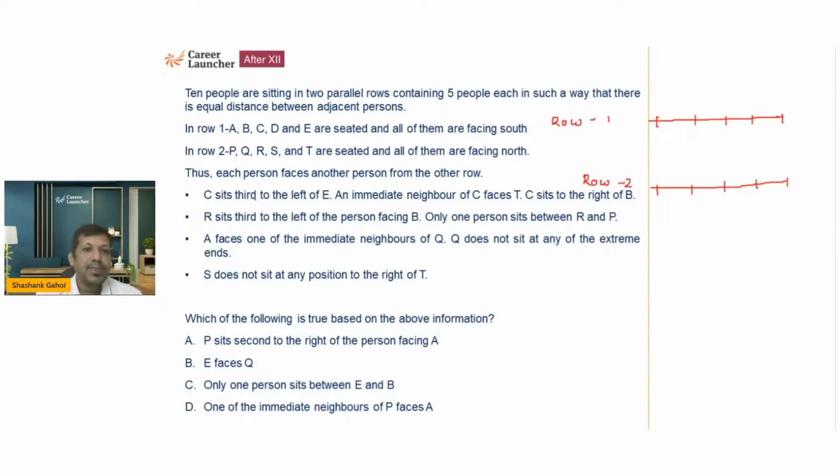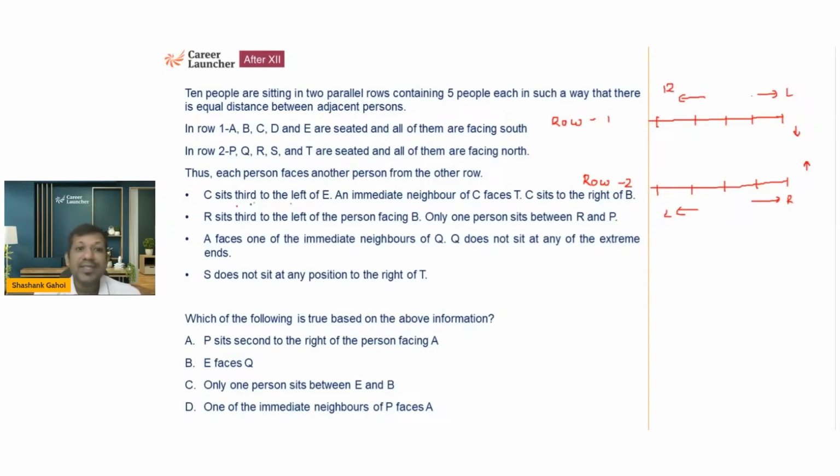Okay. C sits third to the left of E. Now, in this case, this is going to be my right and this is going to be my left, when people are looking in the north. When people are looking in the south, it is going to be opposite. This is going to be left and this is going to be right.